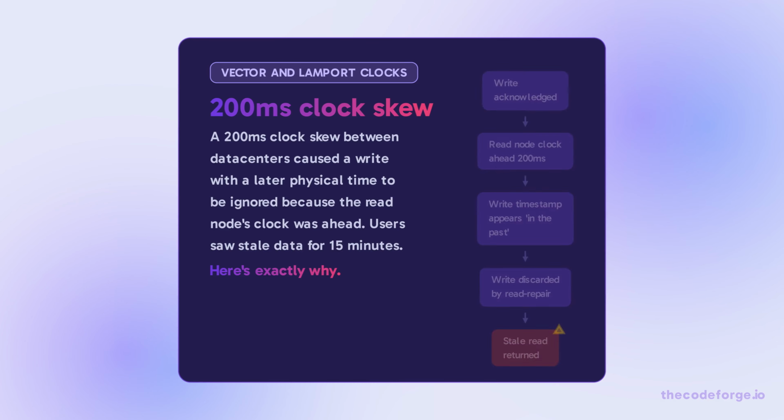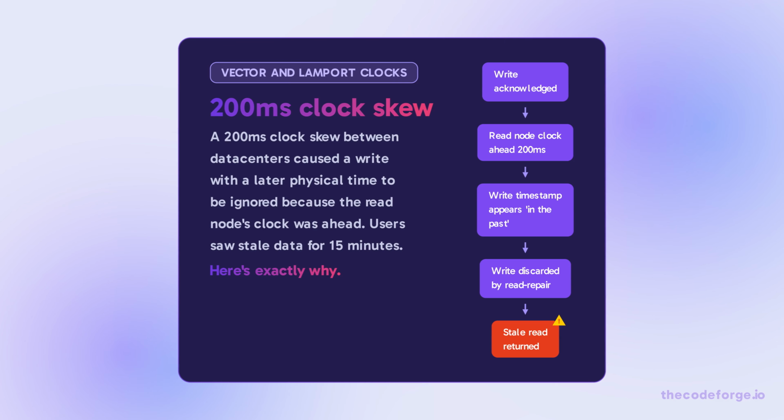A 200 ms clock skew between data centers caused a write to be ignored, leading to 15 minutes of stale reads. Physical clocks are not reliable for distributed ordering. Here's why you need vector clocks instead.